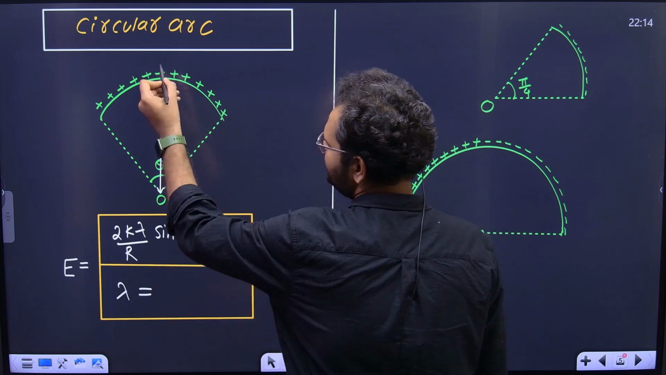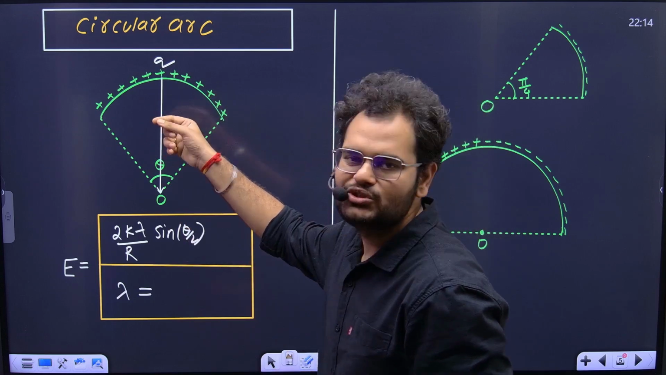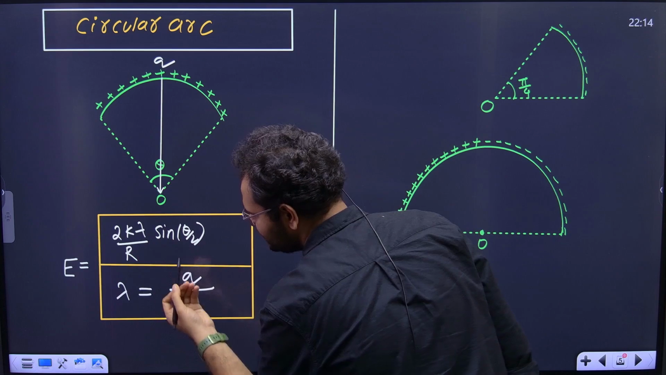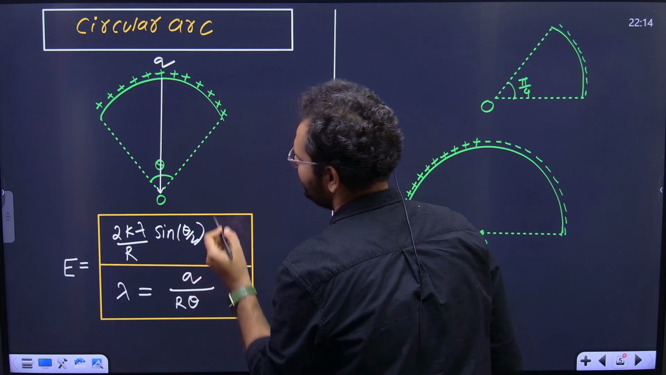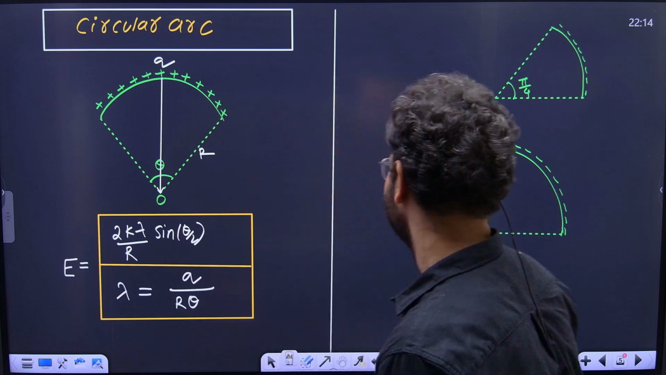Let us say Q charge is distributed on this arc of radius r. So I will simply write Q divided by the length. What is the length? If this is radius r, the length is r theta. Yes, very good.